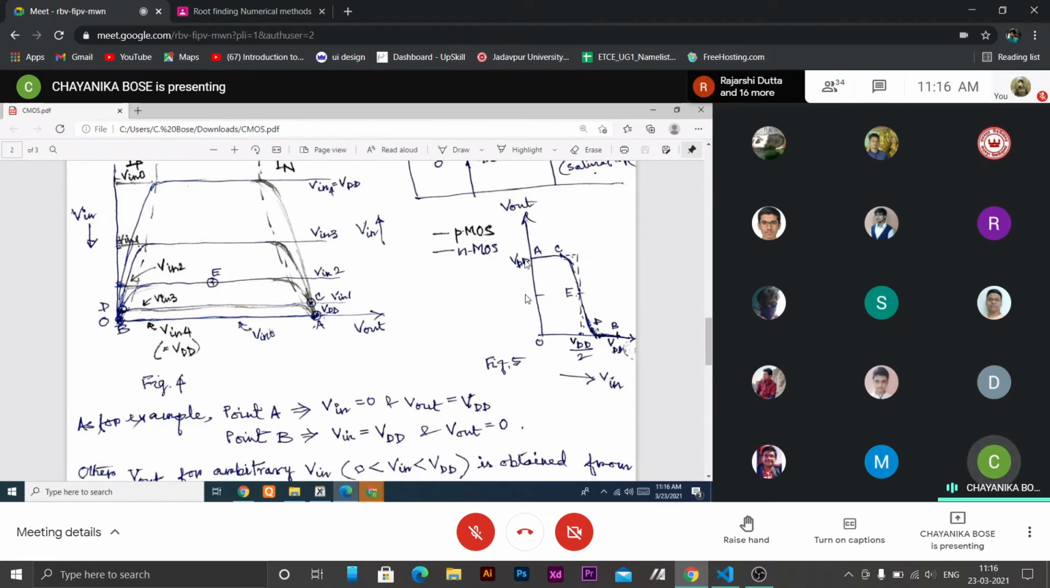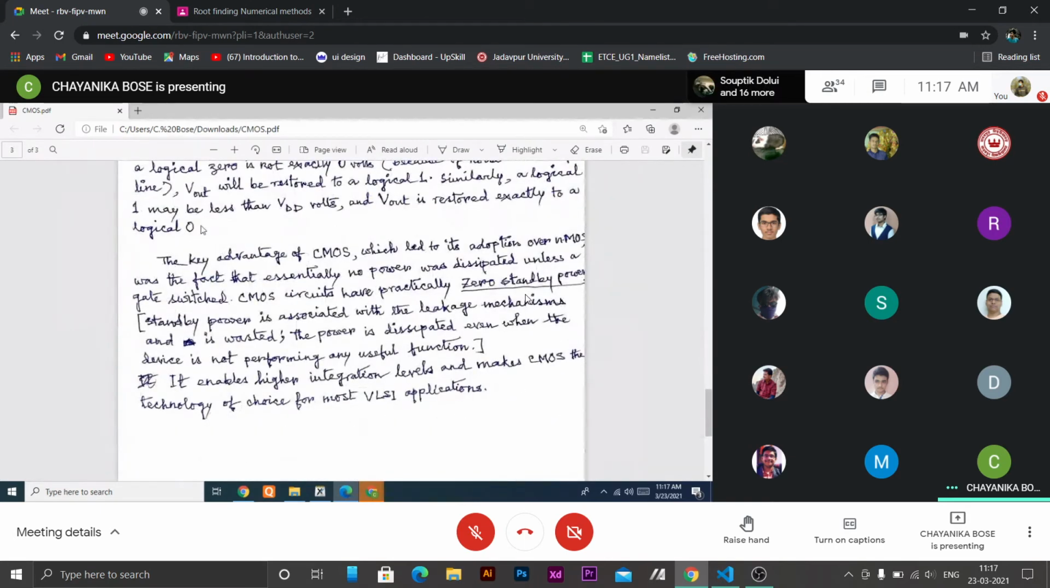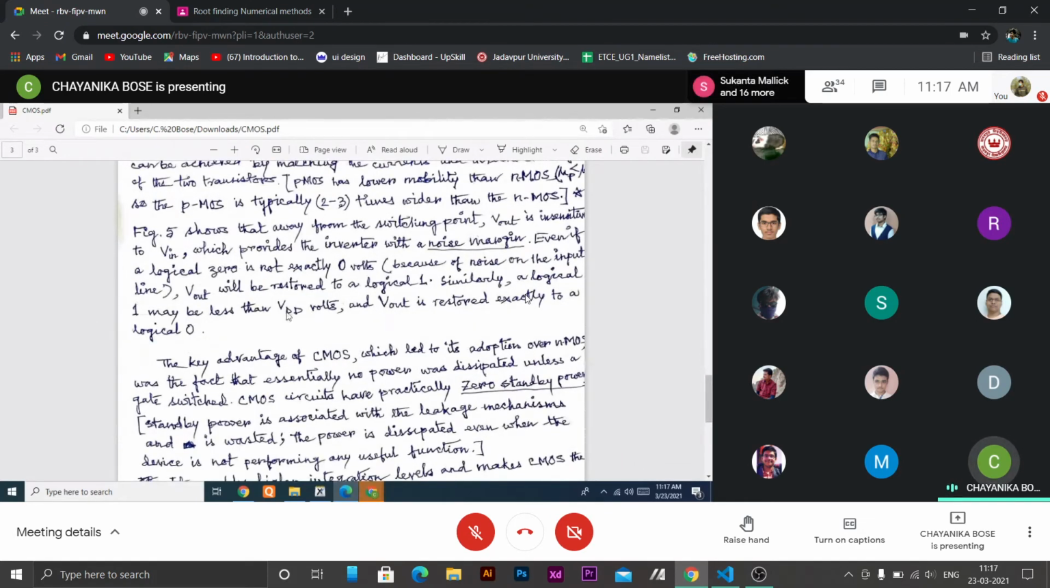There will be no other value of output, 1 or 0 here, but in practical, in lab, there will be some gradual transition. So we may get 1 or 2 points in this gradual transition region. But for perfect CMOS, it will be an abrupt transition. The key advantage, আচ্ছা এখানে দেখি কি পড়লাম, logical one may be less than VDD.